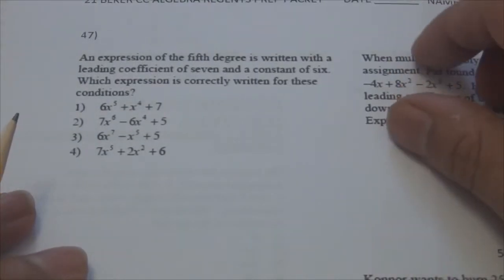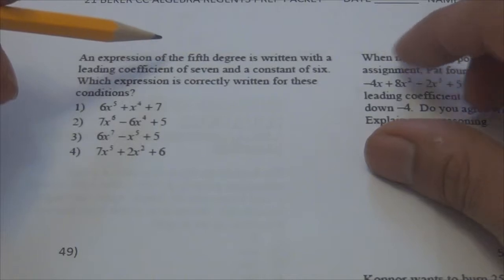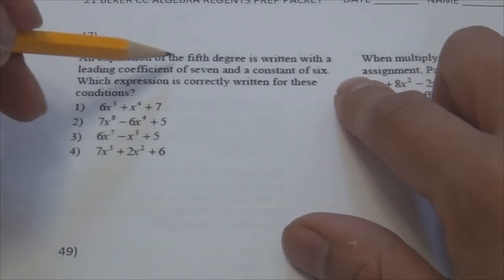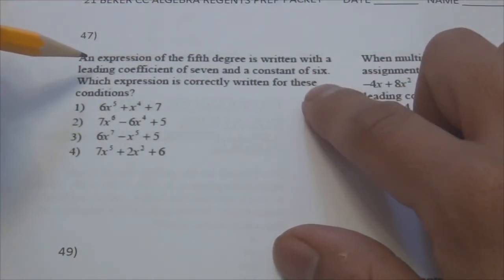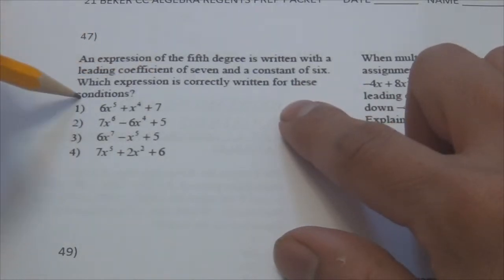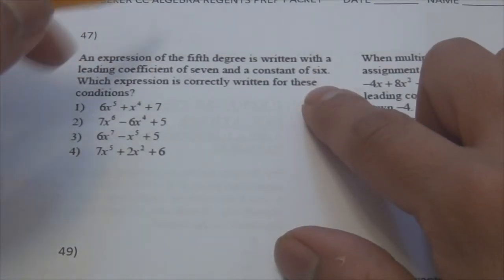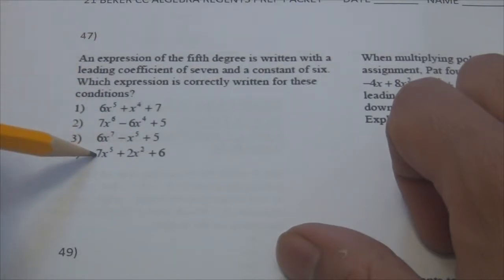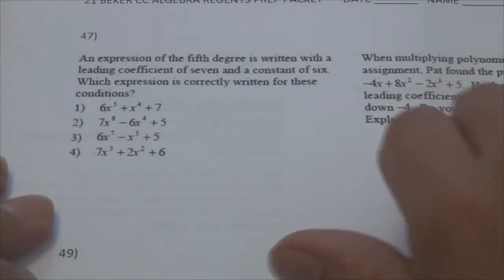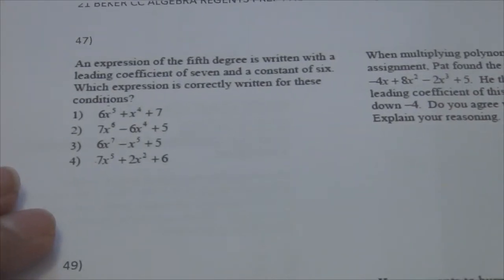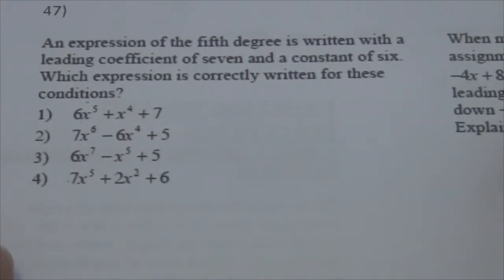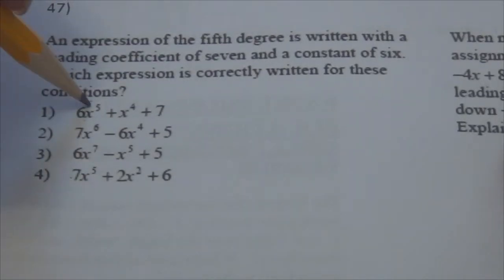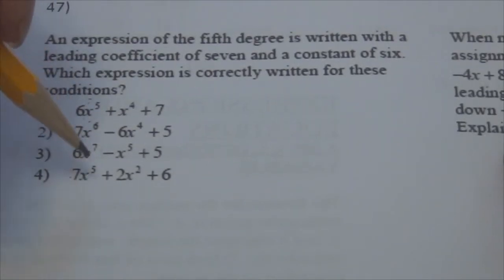47. It says an expression of the 5th degree is written with a leading coefficient of 7 and a constant of 6. Which expression is correctly written for these conditions? First of all, a leading coefficient is the coefficient that multiplies the variable to the maximum exponent. So for example, this is 6x to the 5th power. Okay, let's see if you can see better. I can do a close up, although it's not really that clear. This is a 5, this is a 6, this is a 7, this is a 5.